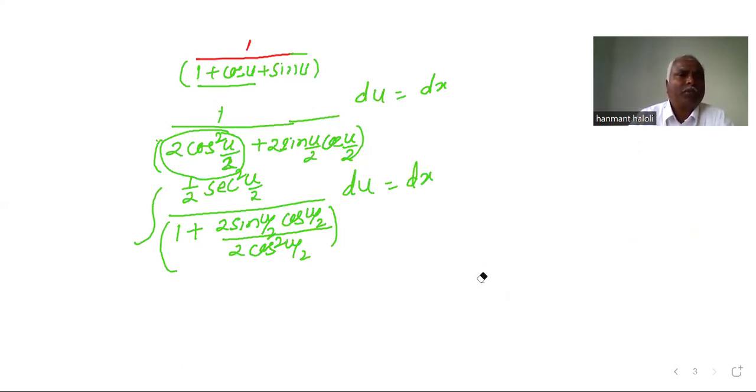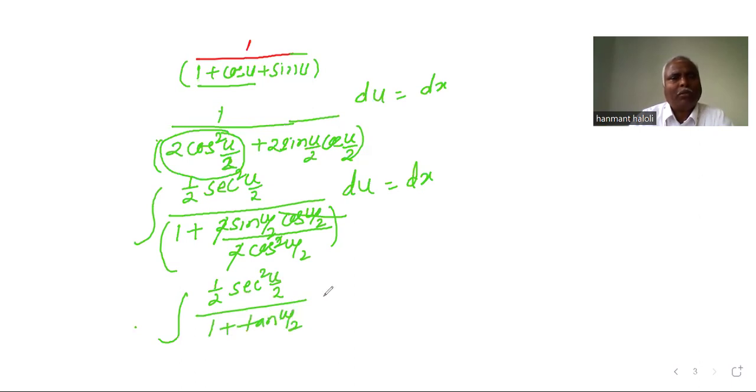Got it? Now we'll go for the next question. Now here 1, 2 cancels, here 2 cancels, 1 cos cancels. Sin upon cos means tan you get. Here 1 upon 1 by 2 sec square u by 2 upon 1 plus tan u by 2 du equal to dx. Now here if you differentiate the denominator, you get the numerator.